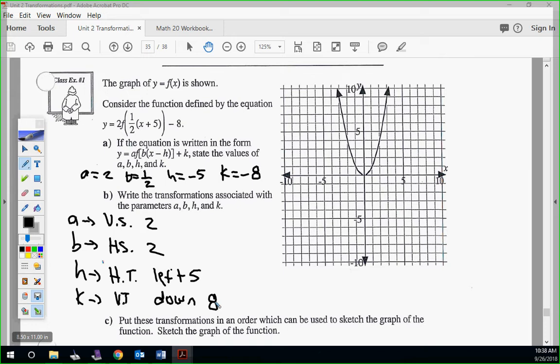Now put these transformations in the order which can be used to sketch the graph. They are in the correct order, right? Stretches, translations. So you can just say order above. Okay, so let's sketch the graph. Let's see what happens here. We have vertical stretch 2 and horizontal stretch 2.